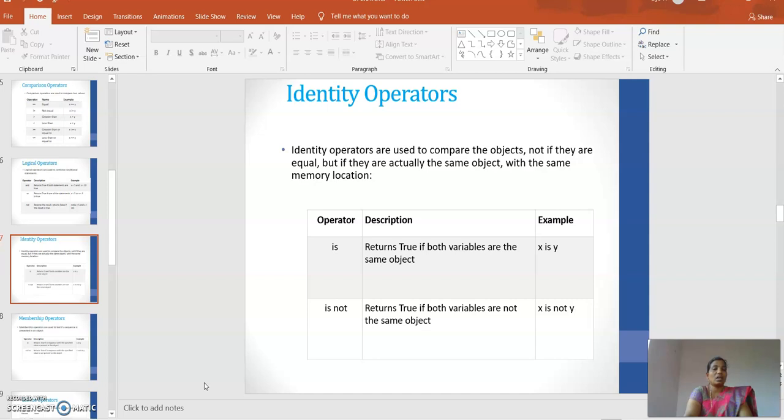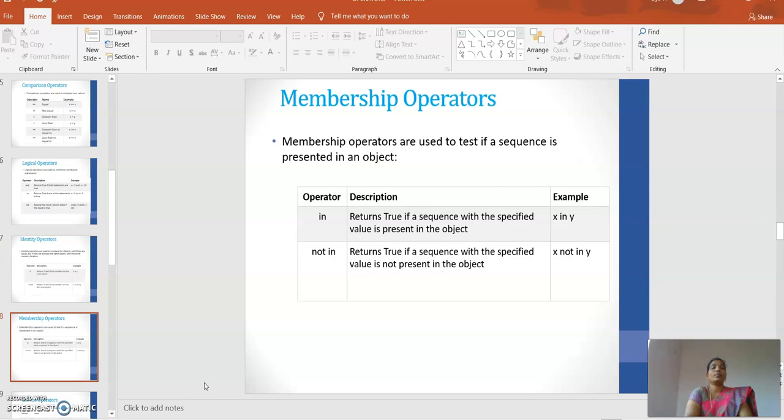Identity operators: is and is not. The is operator returns true if both variables are the same object. Example, x is y. If x and y are the same object, only then does it produce true; otherwise it produces false. Is not returns true if both variables are not the same object. If x and y are different objects, only then does it produce true.